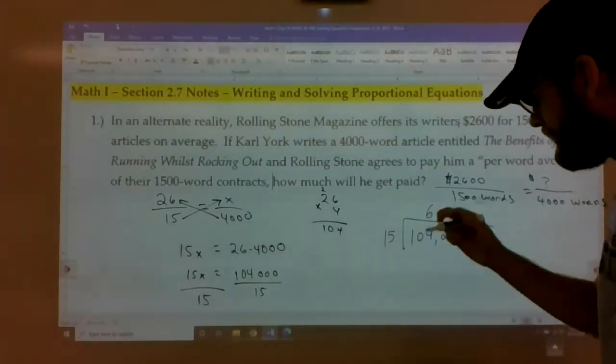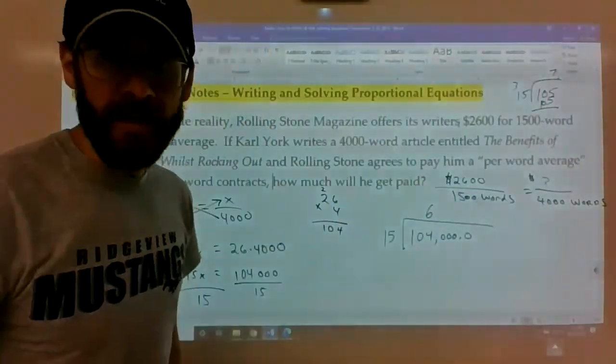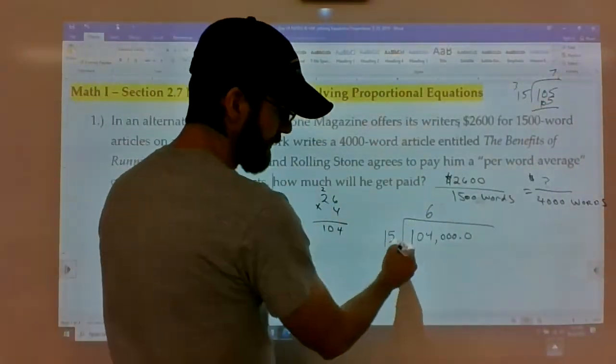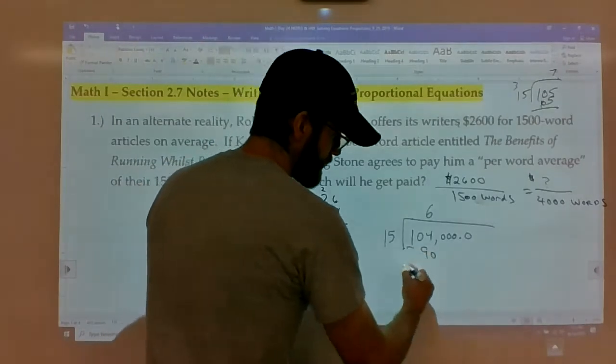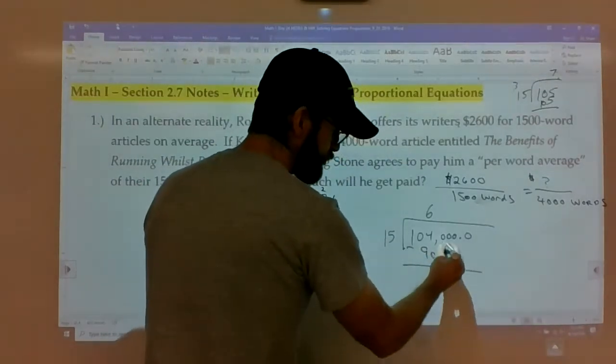Not quite, though. It's a 6, because it didn't quite get to 105. So 6 times 15 is 90, so I'd subtract that. It'd be 14. Drop a 0.